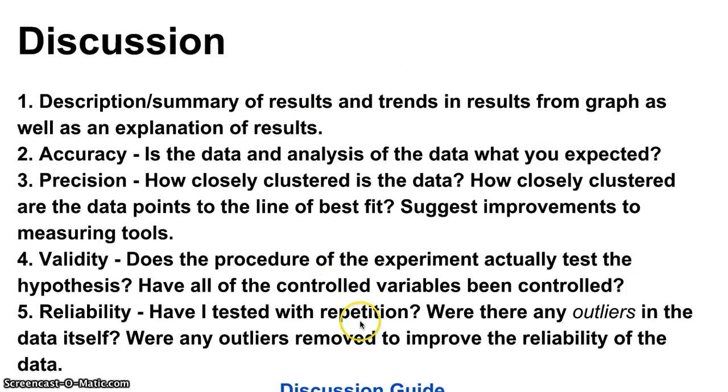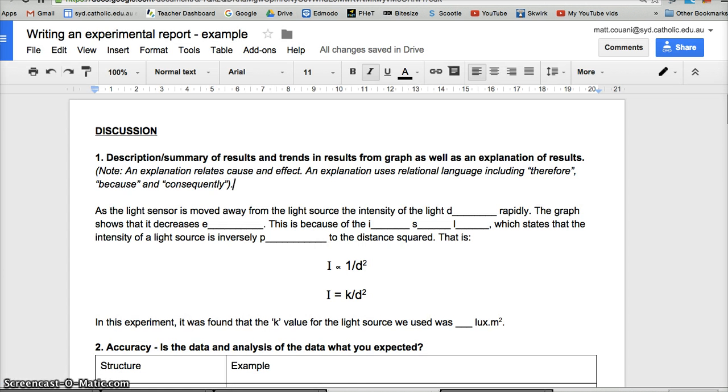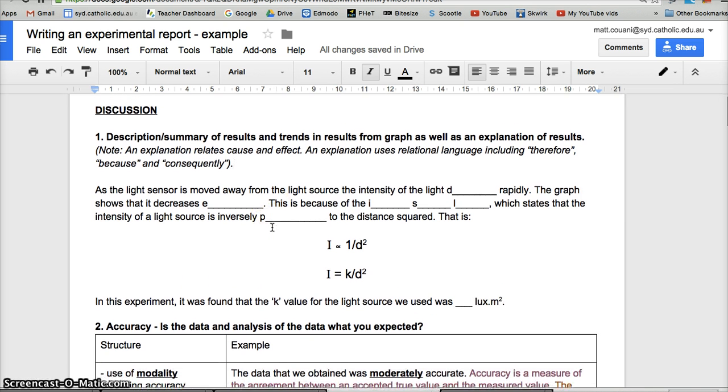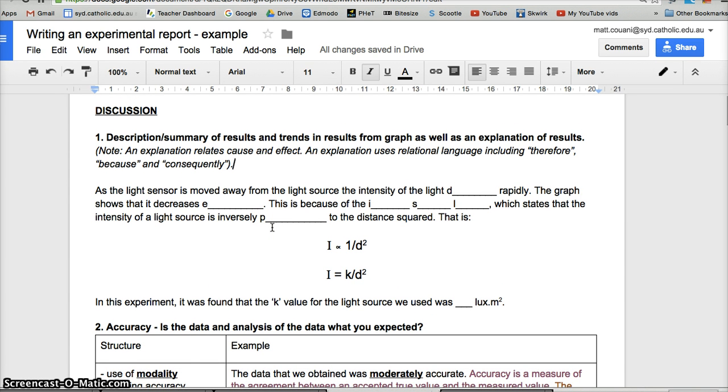So now I want you to go ahead and write your discussion into your first-hand investigation book. If you were to click on the link in the presentation, it would take you to this document. So I'm really helping you here, helping you write your first big discussion. So part 1 is description, summary of results and trends in results from graph as well, and an explanation of results. So I've written the paragraph for you, but I'd like you to fill in the missing words.